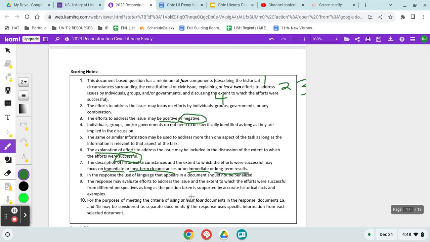And of course, for the documents, a major thing is that you need at least 4 documents. The Regents will provide you with 8 documents for your civic literacy essay. You must cite 4 of them. You can do this very briefly in your essay.